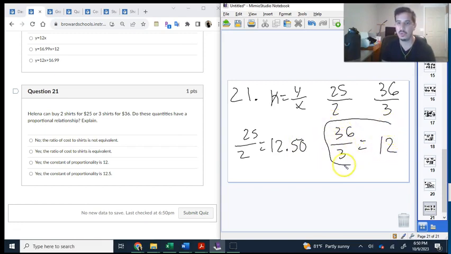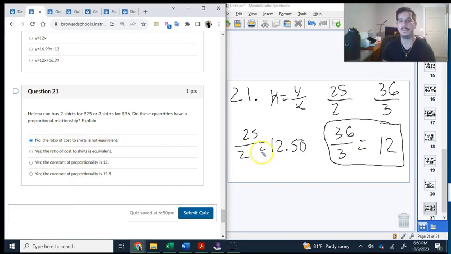So this would be the better option. It's more money, but you get more bang for your buck. Okay? So the only option is no, the ratio of cost of shirts is not equivalent, because we get different constants of proportionality. So no, the ratio of cost to shirts is not equivalent. All right.